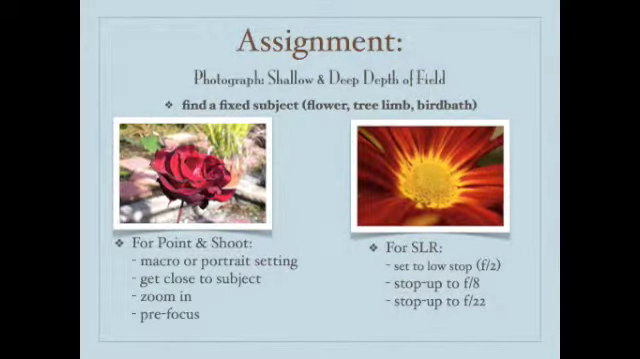So our assignment this month is to photograph something that has a shallow and a deep depth of field. So it doesn't matter what kind of camera you have, first find a fixed subject, something that doesn't move too much, like a flower or a tree limb or a bird bath. Then, if you have a point and shoot camera, start by getting your deep depth of field shot. Basically just finding your subject and pointing and shooting it.